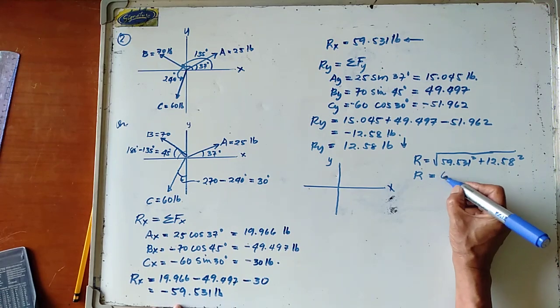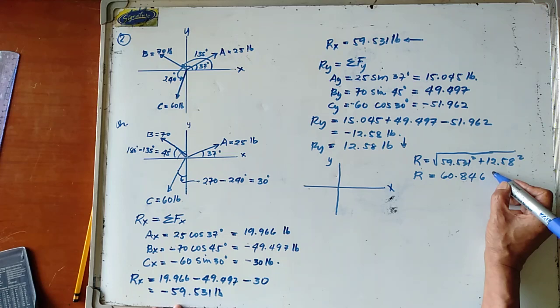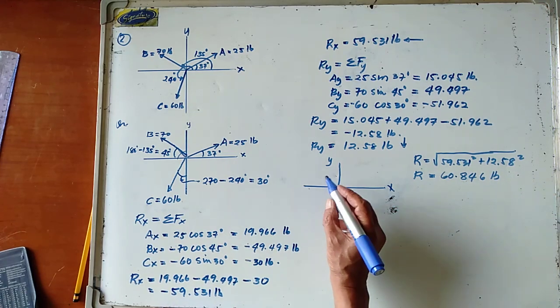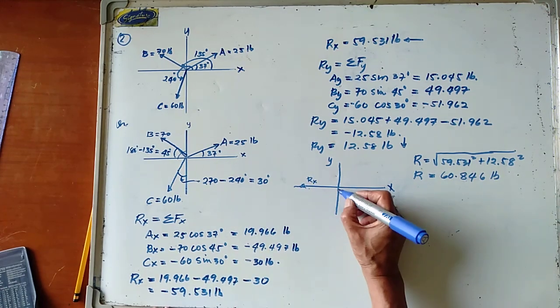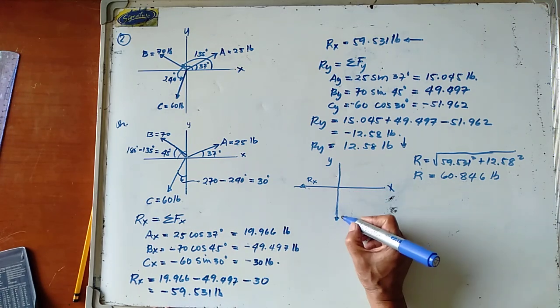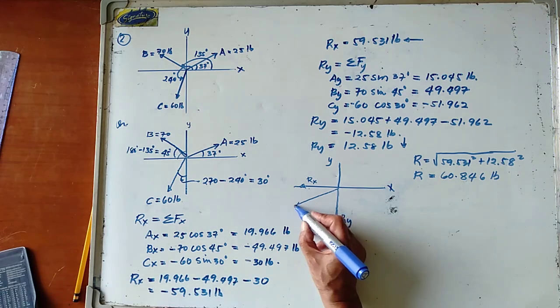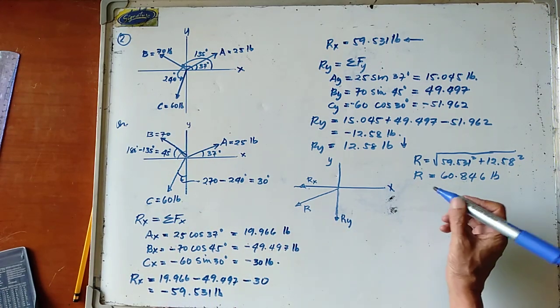So the resultant is equal to 60.846 pounds. Your Rx is going to the left, and Ry is going downward. So this is therefore the resultant R.